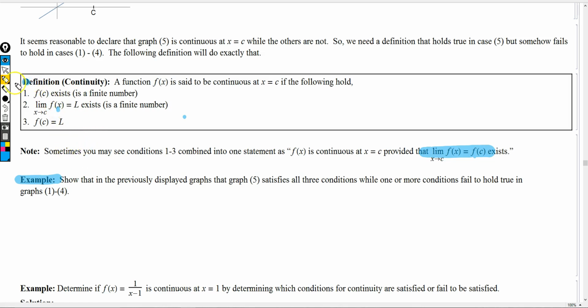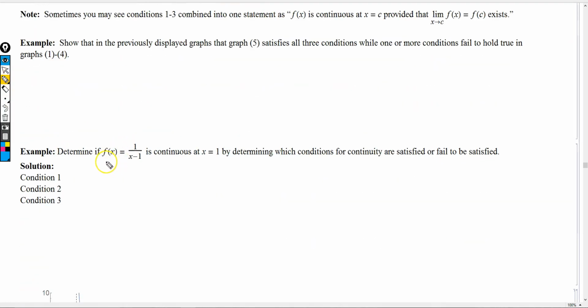So let's take a look at this example now. So for this function, f of x equals 1 over x minus 1, we want to determine if it is continuous at x equaling 1. Alright, so we have to look at our 3 conditions. First of all, we need to see if f of 1 is defined. Well, obviously in this case right away we see f of 1 is 1 over 1 minus 1. Well, that's 1 over 0. That's undefined, right? Undefined. So f of 1 does not exist, so right away condition 1 fails, so we know this is not going to be a continuous function at x equaling 1.